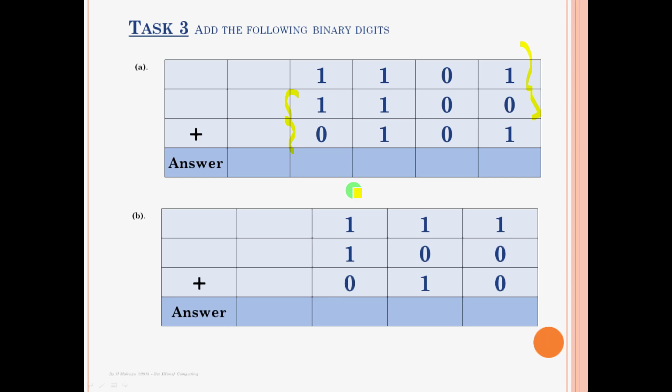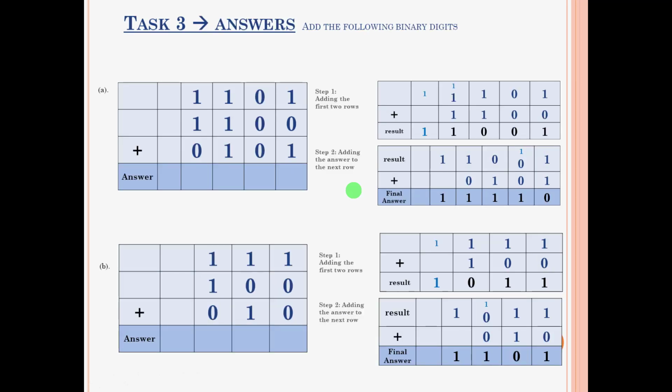So the answers. That's for A and B. So you should have got those answers, if you've been following, of course. That's one there, and that's the final answer. This result comes from the first 2 numbers you added. That's why it's brought down here to be added to the last number. The result is brought down to be added to the last number.